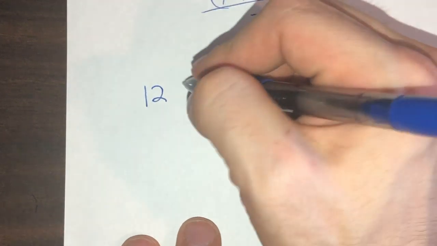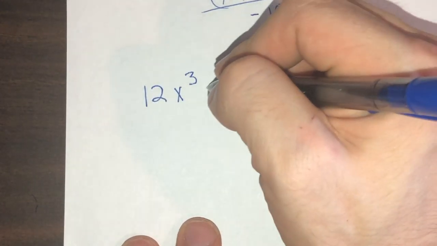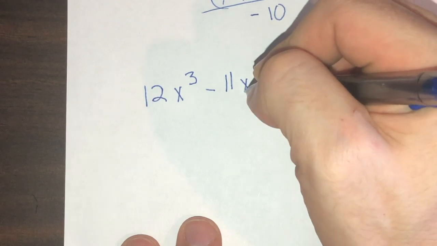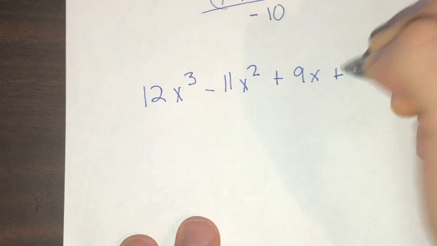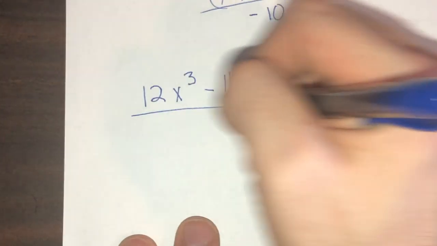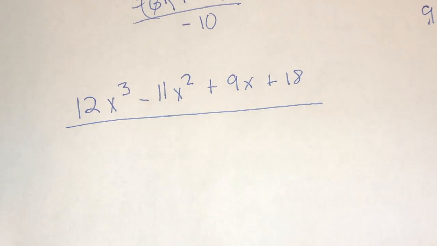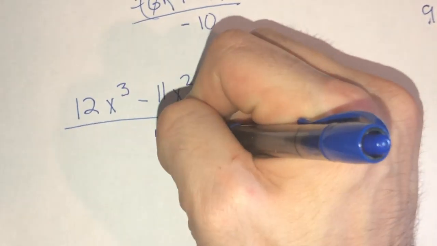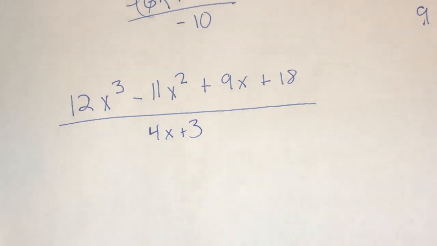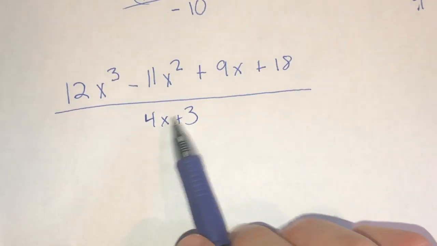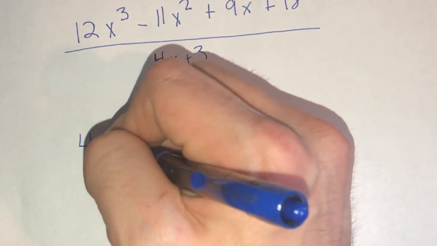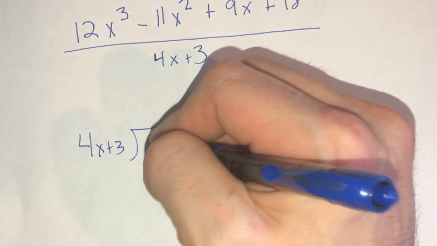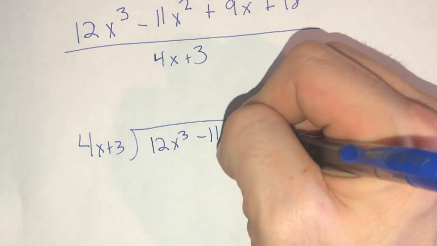Ready? So I'm going to show you 12x cubed minus 11x squared plus 9x plus 18 over, okay, not bad, 4x plus 3. And the idea exactly the same as we did before. The only thing that might make it tough is that 4. And let's see what happens. So here we go. 4x plus 3. Okay, again, make sure you do the setup.